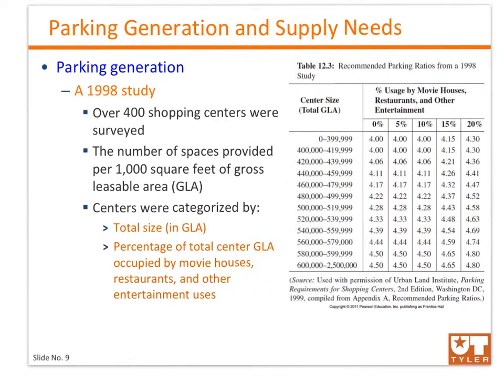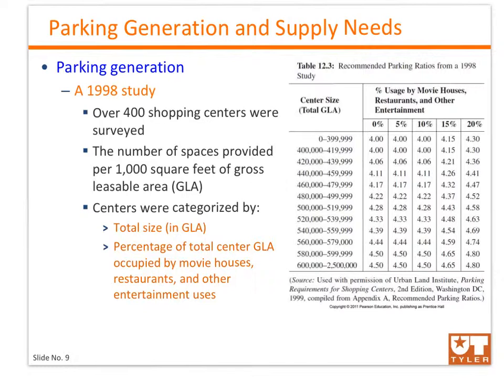Another parking generation study that was done in 1998 was very comprehensive. It basically included over 400 shopping centers surveyed in this study. The number of spaces provided per 1,000 square feet of gross leasable area (GLA) was used, and as you can see here, the centers are categorized by two things. The very first thing is the total size, which is in GLA, and the percentage of total GLA occupied by movie houses, restaurants, or other entertainment uses.